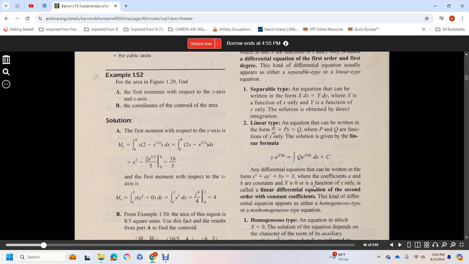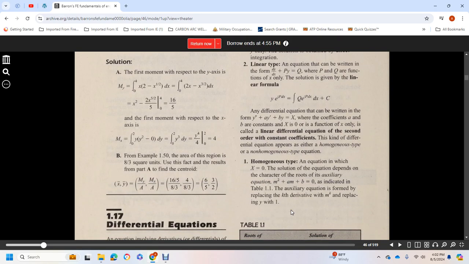A differential equation written as y double prime plus a y prime plus b y equals X, with coefficients a and b constant and X either 0 or a function of x only, is called a linear differential equation of second order with constant coefficients. These kinds of differential equations appear in homogeneous type and non-homogeneous type equations.